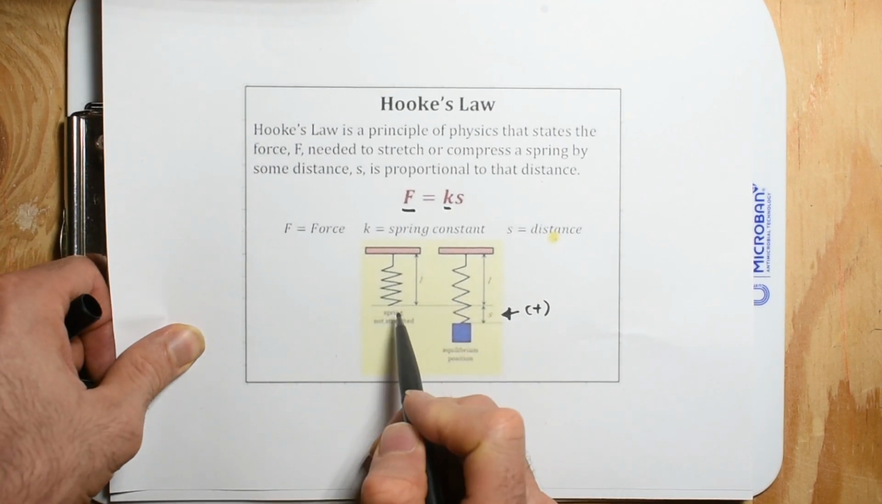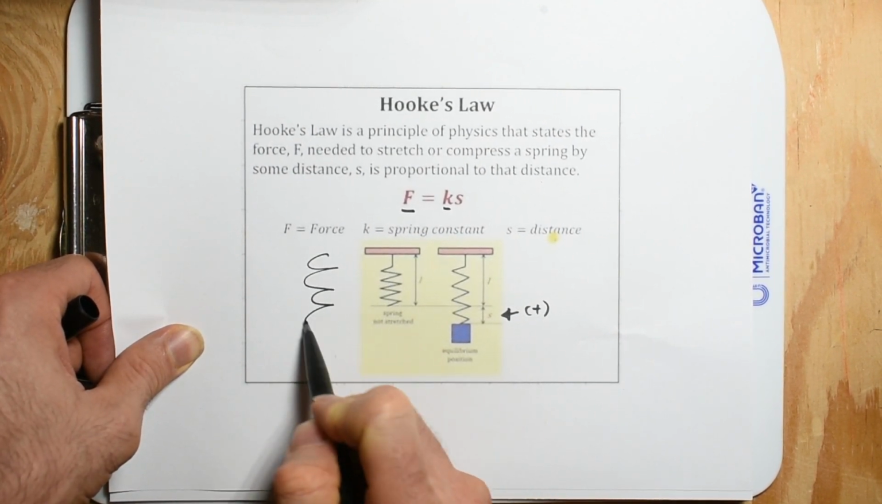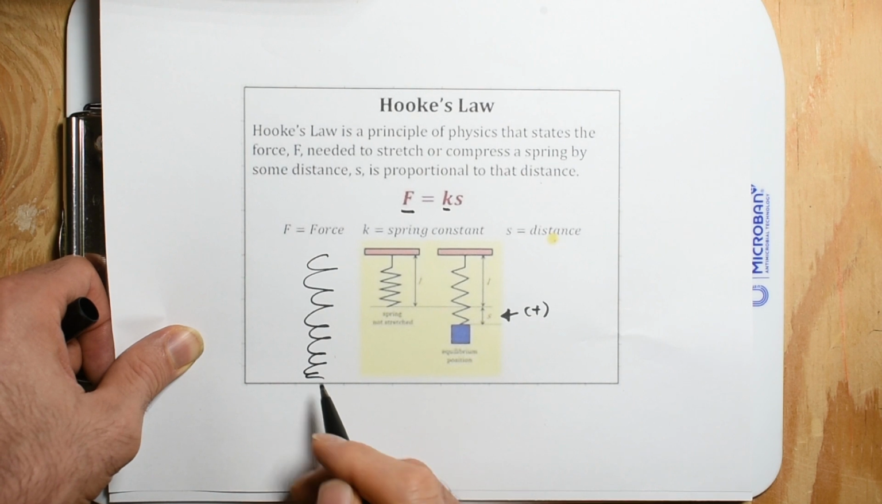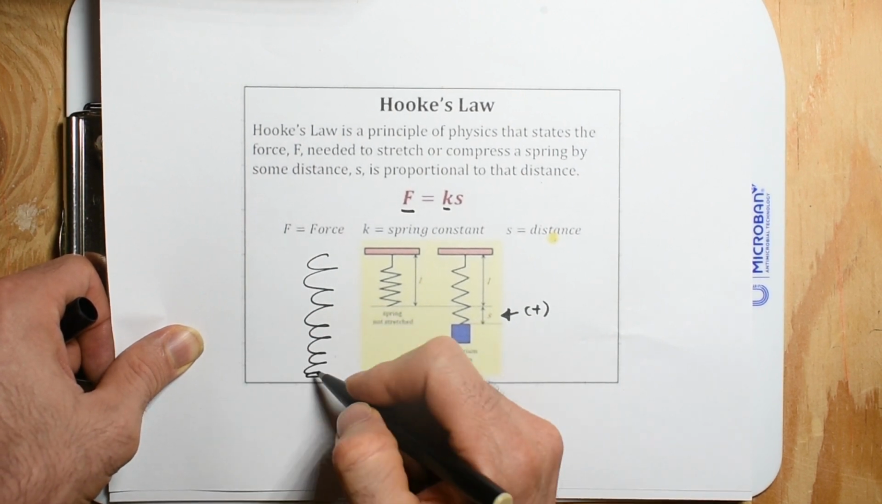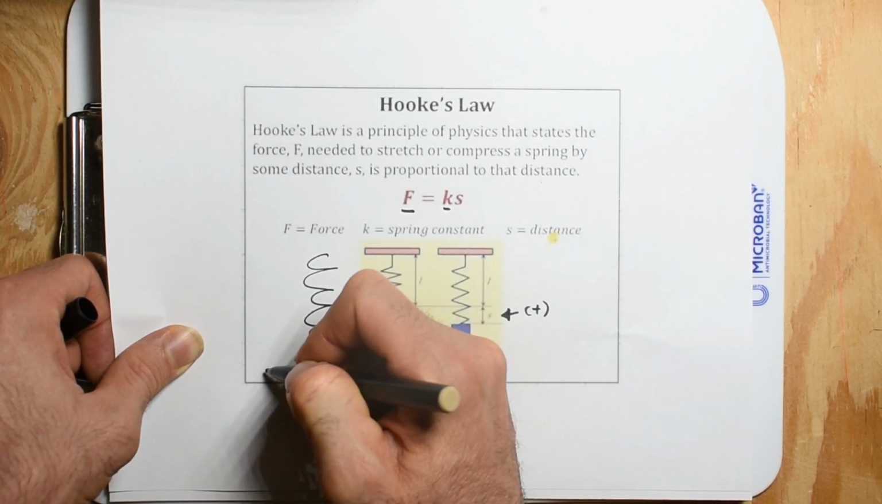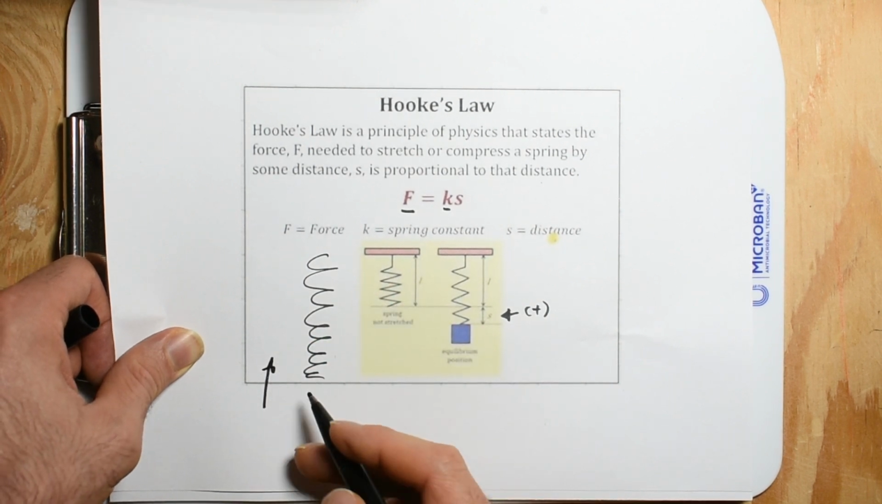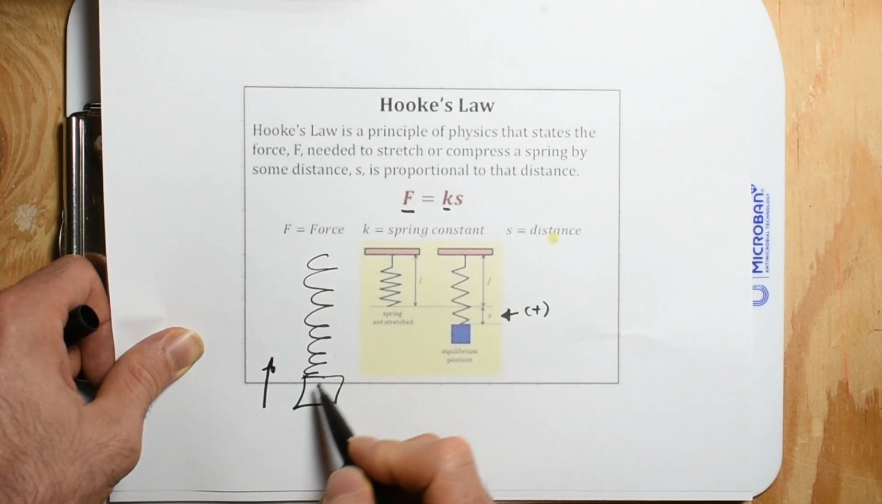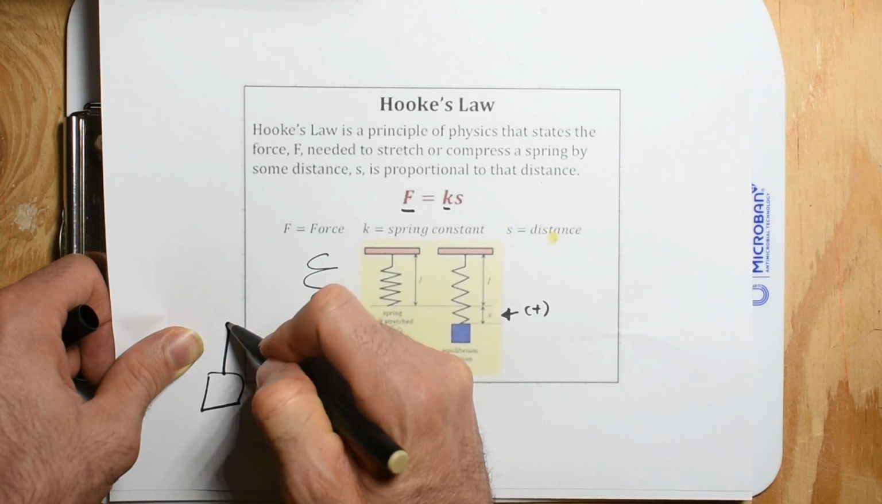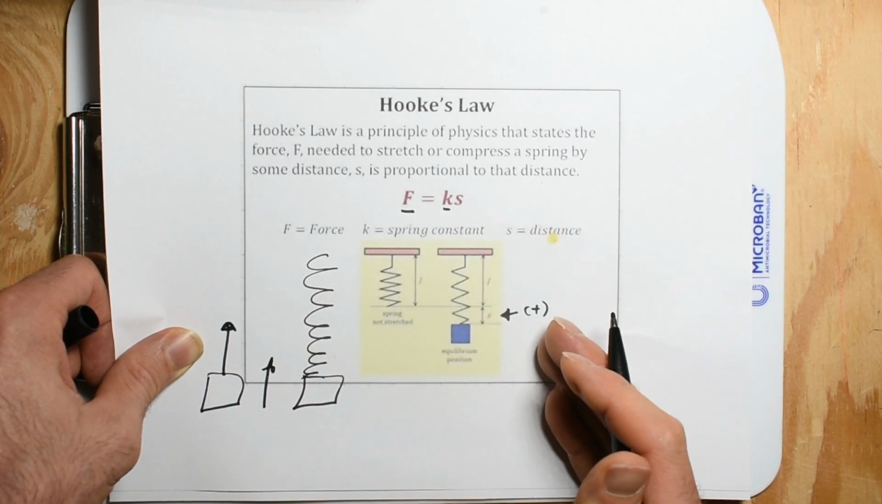So here's a spring at normal length, and I pull the spring this way. Well, guess what that spring's going to want to do? It's going to want to go this direction, and it's going to pull. So if I actually connect it to something, it's going to pull on that thing that way. You know what I mean?